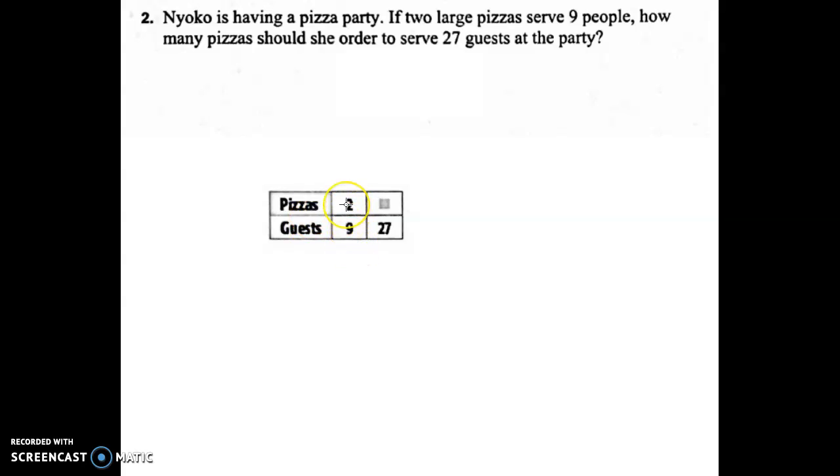It gives us the ratio here: 2 pizzas for every 9 guests, right? So if we have 27, how many pizzas are we going to need? Well, let's figure out what times something, or 9 times what equals 27?